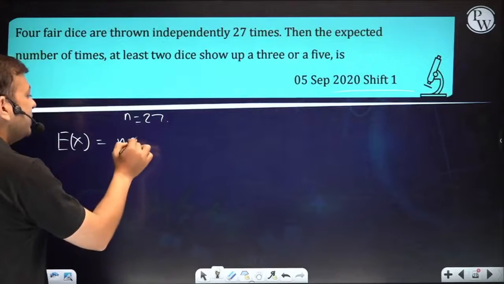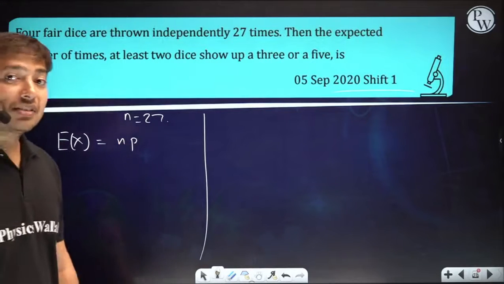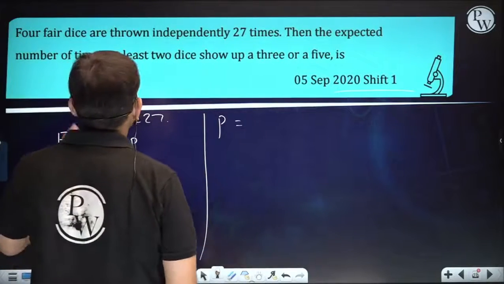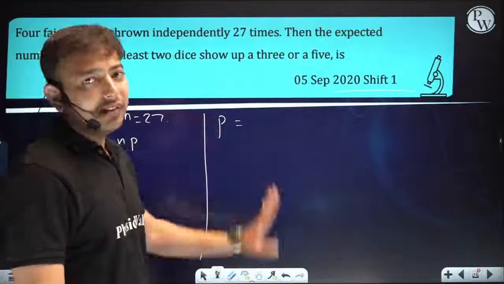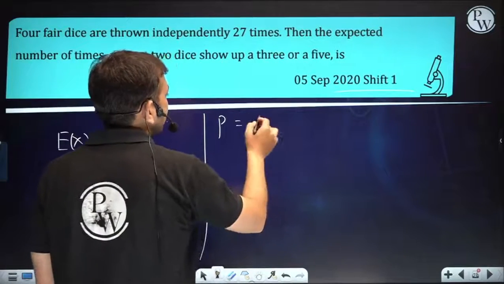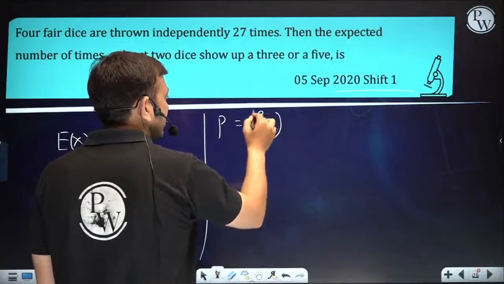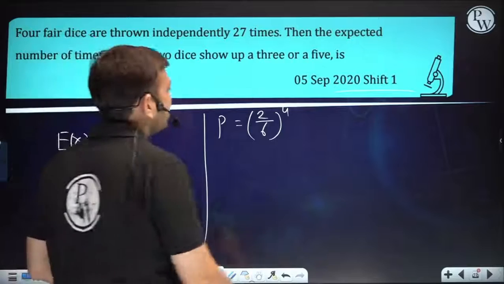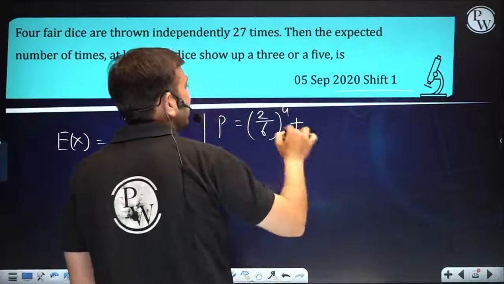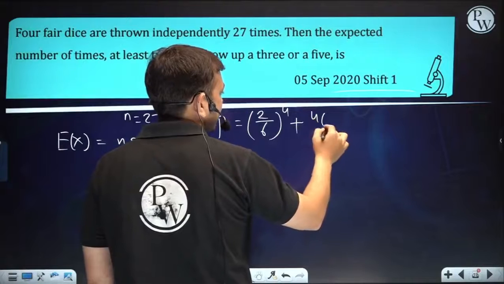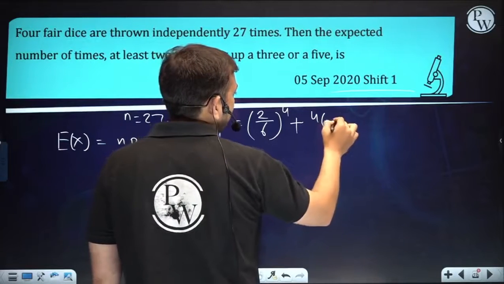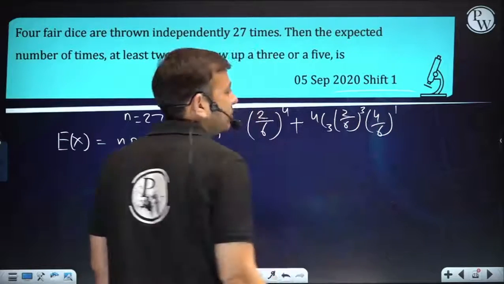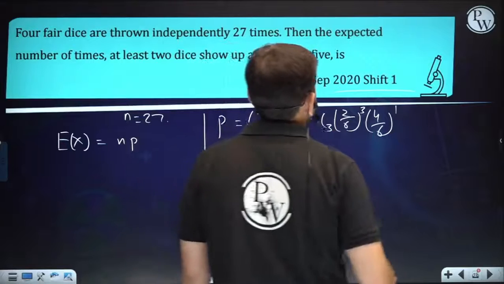E(X) is n into p. So basically I need to find the probability of success. Probability of success means, first of all, all the 4 have 3 or 5. So that is (2 by 6) to the power 4, because 4 dice are there. Now, any 3: 4C3 into (2 by 6) to the power 3 into 4 by 6, because 1 remaining will be out of 3 or 5.